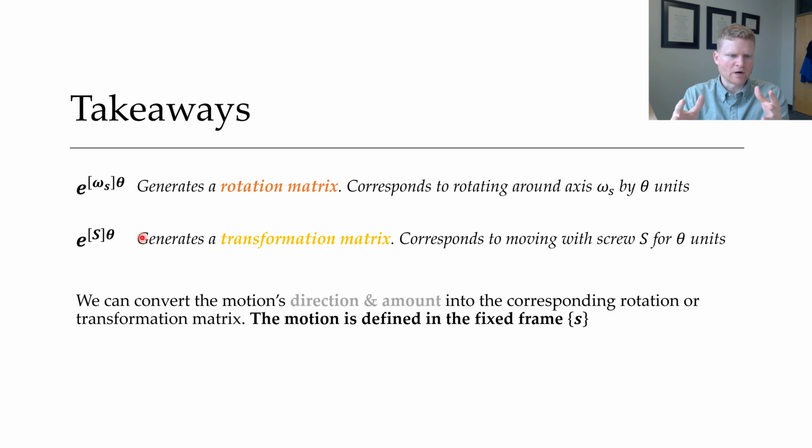So what I can do with these two concepts is convert motion, both direction and amount, into a corresponding rotation or transformation matrix. And importantly, this motion is defined in the fixed frame S. And you know that because I've got this lowercase s here to say, hey, this is the angular velocity from the spatial frame. And we know that these screws are always defined in our spatial frame. So again, I'm converting my direction of motion, whether that's omega s or just my screw S, and then the amount, theta, I'm converting these two elements into my overall rotation or transformation matrix.